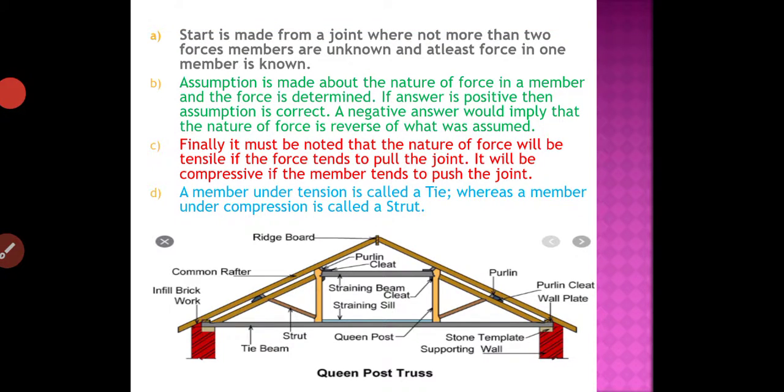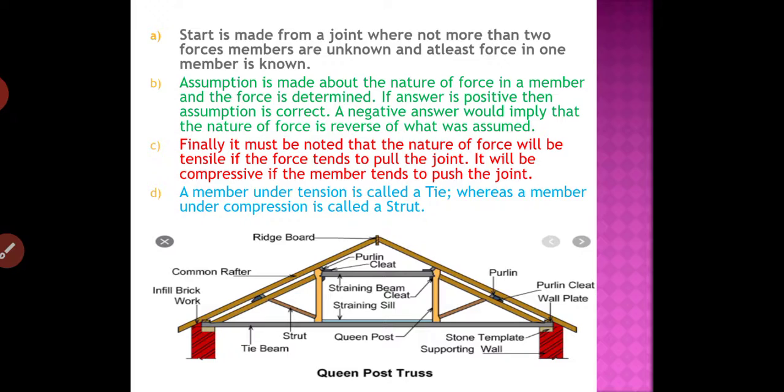Start is made from the joint where not more than two force members are unknown and at least one force is known. Since this is an equation, the method of joint has two equations, hence a maximum of two unknowns can be found by it.